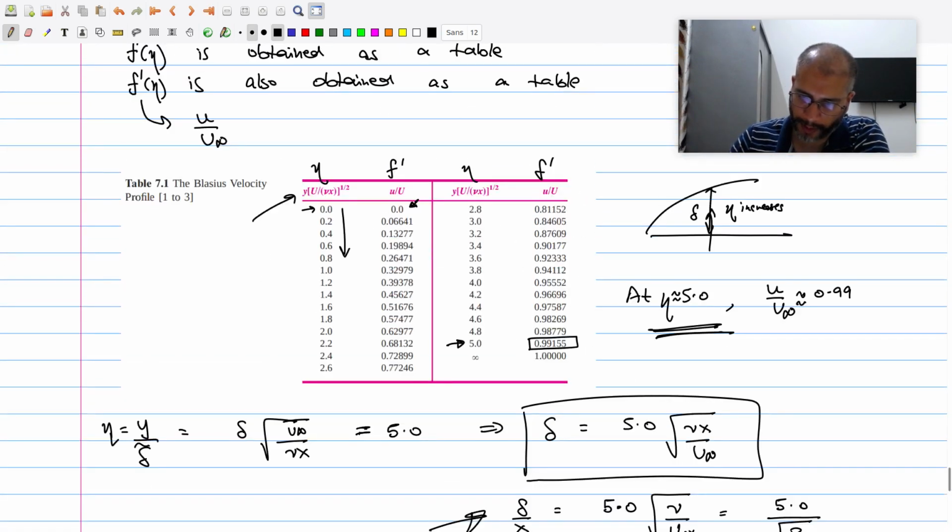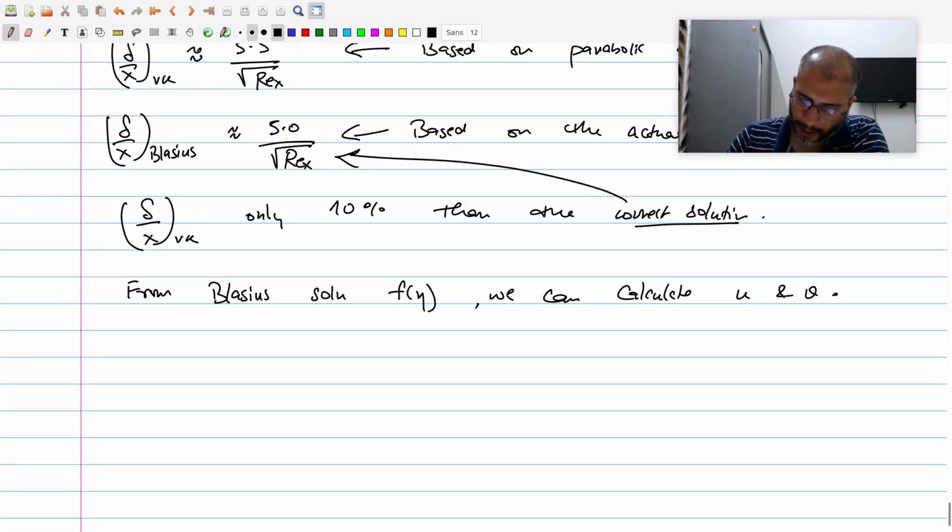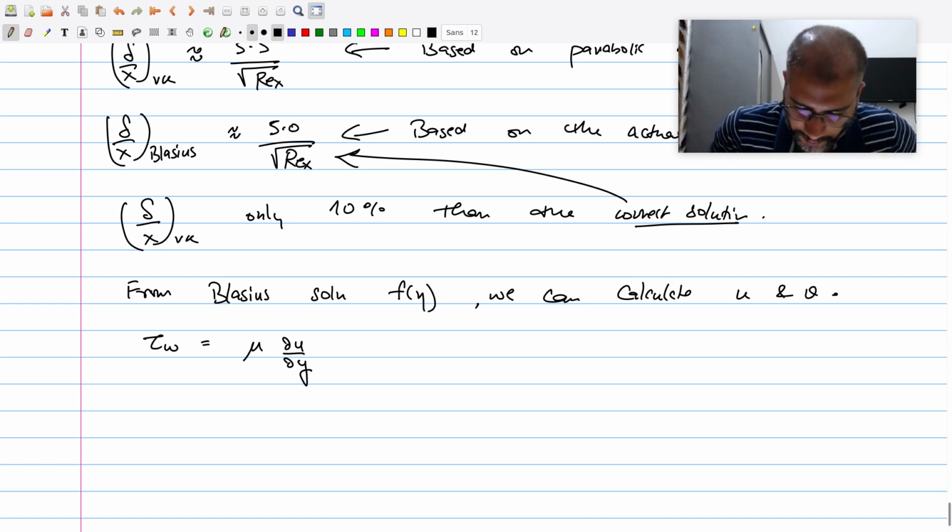That is what was actually given in this Table 7.1. Using this we can calculate u and v, and from the solution for u we can calculate the wall shear stress, which is mu times del u by del y. You can write del u by del y in terms of the Blasius function f, then substitute for that and get tau wall, the wall shear stress.